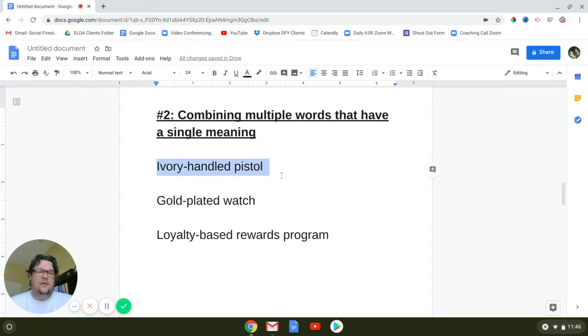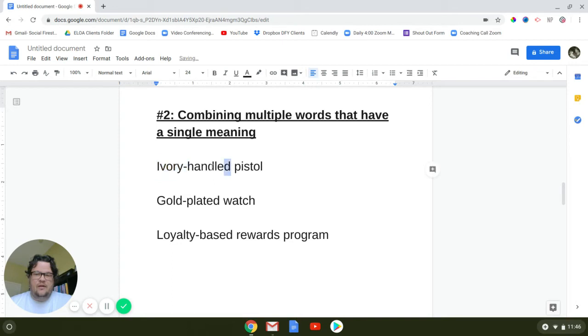An ivory-handled pistol, right? So the pistol is the noun here. We're describing it with the adjective ivory-handled. The reason we need that hyphen is because neither one of these words by itself describes exactly what it is that we're getting at, right? If I get rid of ivory here, a handled pistol, that still means something, but it doesn't mean what you were getting at, right? So it doesn't work by itself.